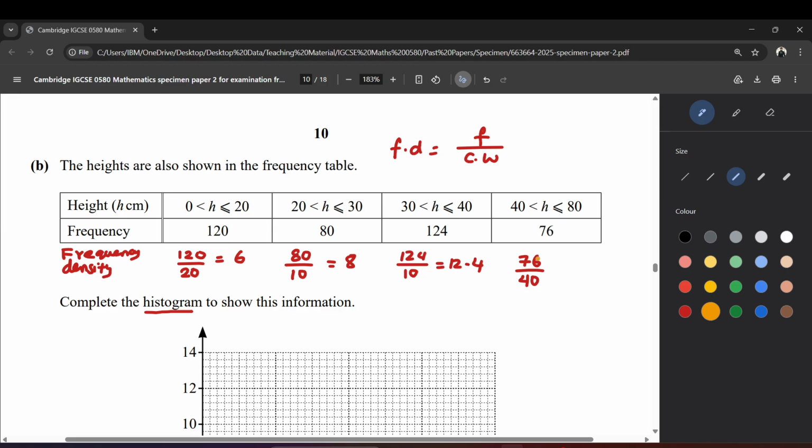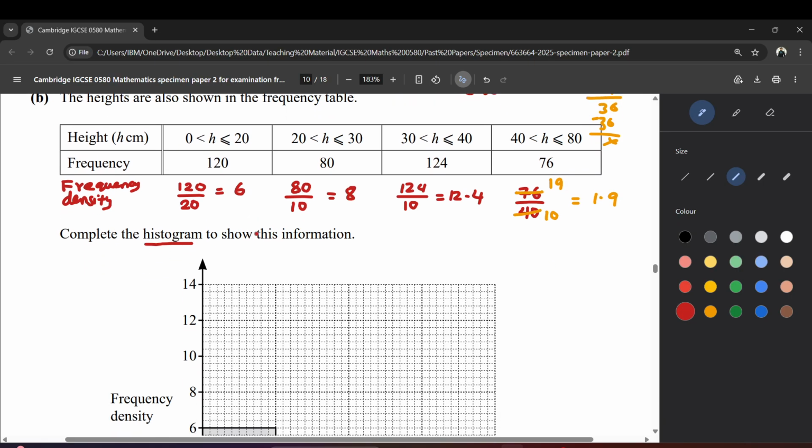So let's divide them by, let me see. 4 ones are 4 and that is 36. All right, 4 nines are 36. So we can directly divide by 4. So this becomes 10 and this becomes 19. So now 19 upon 10, that is 1.9. Okay, so now these are the frequency density values.